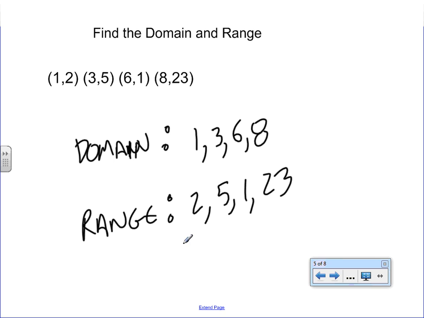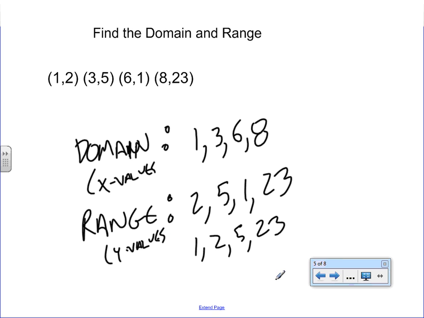You can put them in order if you like. I don't feel that it makes much difference because we're not necessarily worried about matching them back up or anything like that. So we might write that as 1, 2, 5, 23. That'd be fine, I think, as well. Okay? Domain, x values. Range, y values.